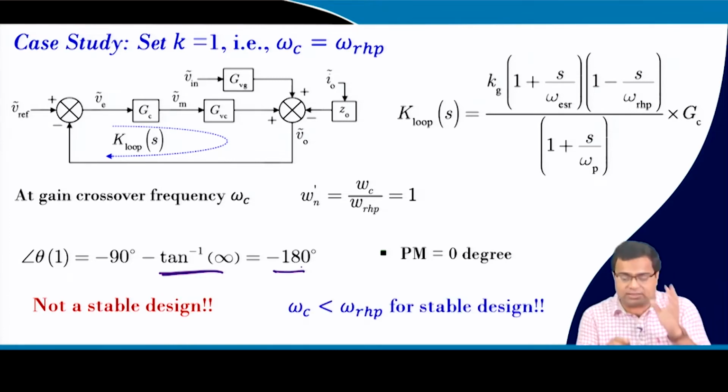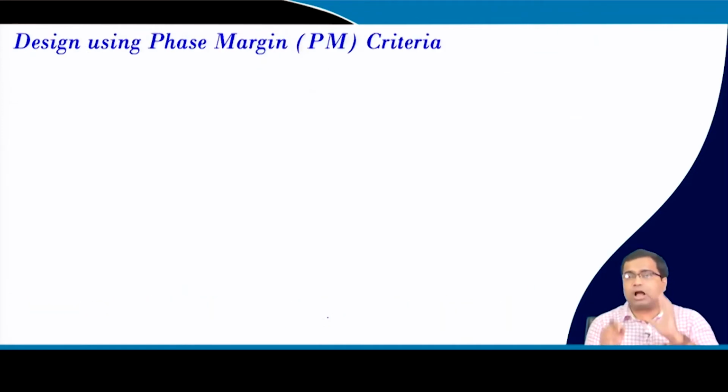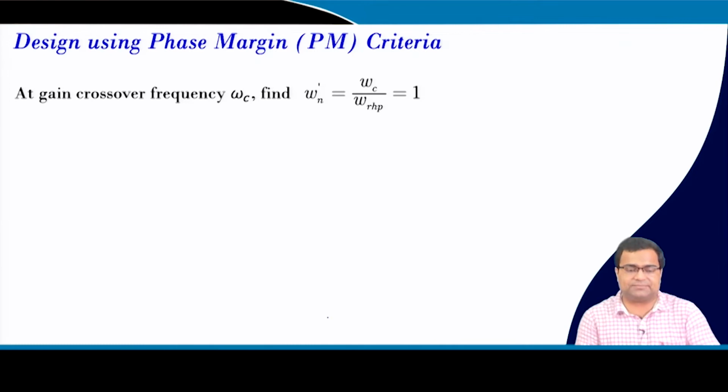So, that means the omega c must be smaller than RHP, and if we go anything beyond that, the phase margin will be negative. So, that is an unstable system. So, our gain crossover frequency must be smaller than RHP, but how small, that we will see. So, another approach, the design based on phase margin criteria.